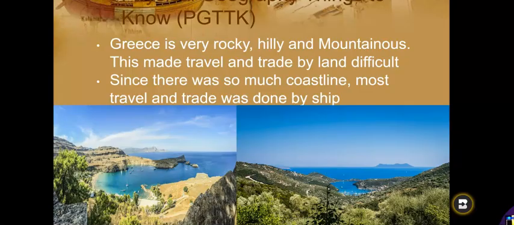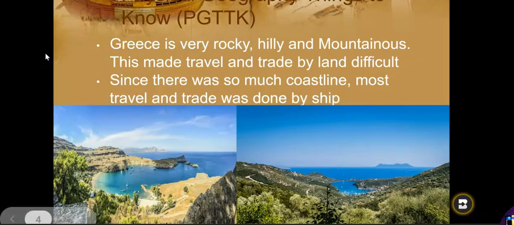Back then, it was pretty impossible to get from place to place. Since there was so much coastline, most travel was done by ship. That's how people got from place to place to place. Okay? So make sure you get those two things in your GRAPES chart. I will give you a moment to get that typed in.